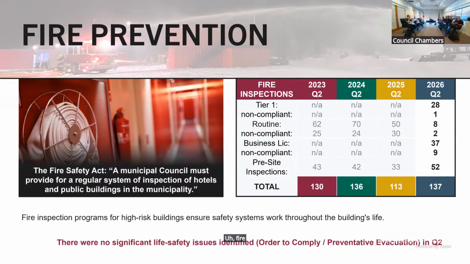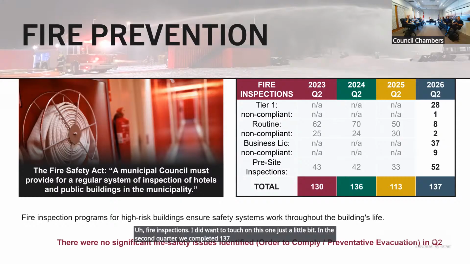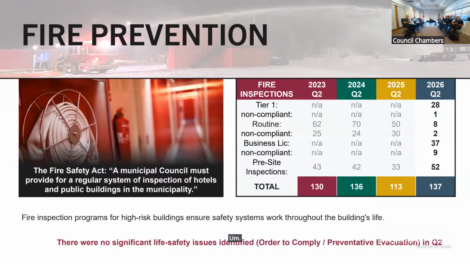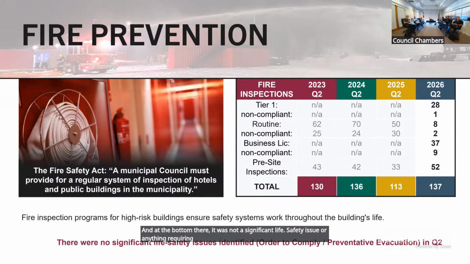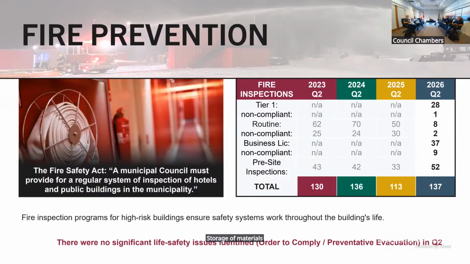Fire inspections, I did want to touch on this one just a little bit. In the second quarter, we completed 137 inspections. 28 of those were tier 1 inspections. And to follow up on that question, one was non-compliant, and it was not a significant life safety issue or anything requiring any orders. Essentially things like storage of materials in front of electrical panels and burnt out bulbs. So no significant life safety issues were identified. And we've got our other quarter stats there.